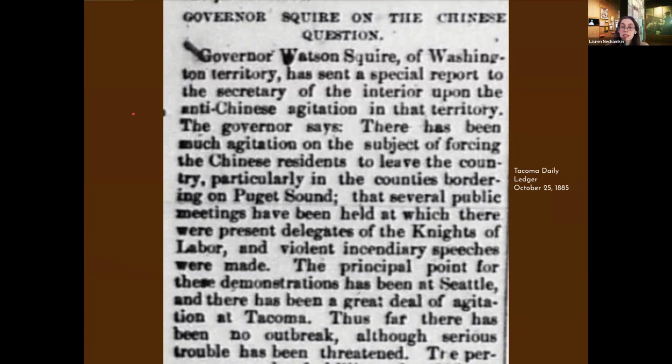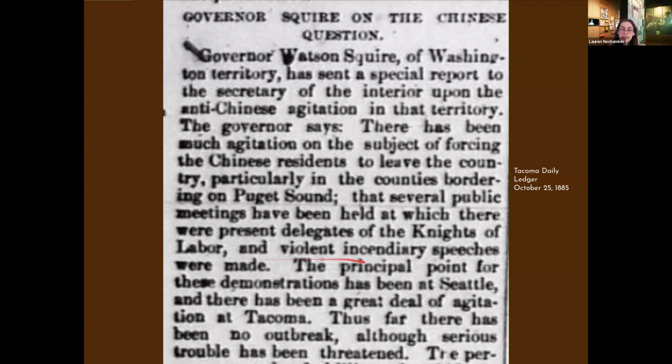And there's one instance that happens in Tacoma. So you can read this short article. Take a moment and maybe you can note anything in the chat that you think comes up here. So I'll read it a little bit. The Governor of Washington Territory sent a special report to the Secretary of the Interior about anti-Chinese agitation on the subject of forcing Chinese residents to leave, particularly in counties bordering the Puget Sound. Several public meetings have been held, at which there were present delegates of the Knights of Labor, so not the Workingmen's Party, but a very similar kind of union, and violent incendiary speeches were made. And it says there's not been an outbreak yet, but trouble has been threatened.